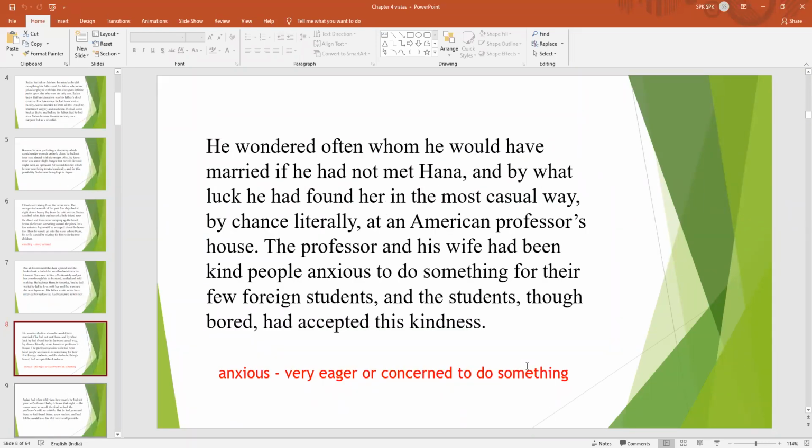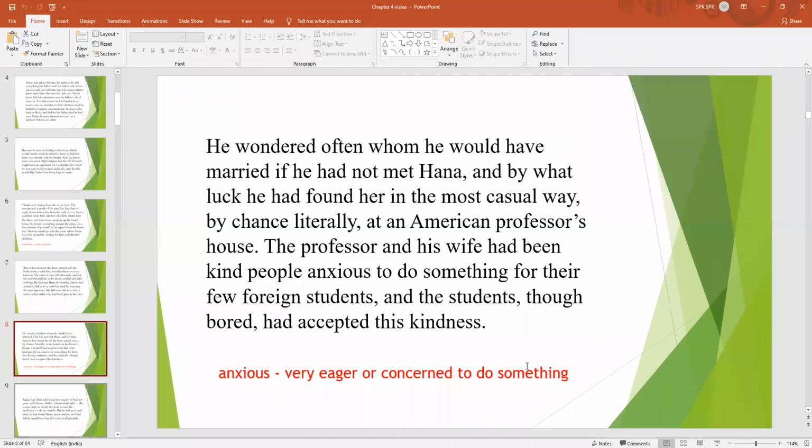He wondered often whom he would have married if he had not met Hannah, and by what luck he had found her in the most casual way, by chance literally at an American professor's house. Sudhir often used to think that he was lucky to have accidentally met Hannah at an American professor's house.